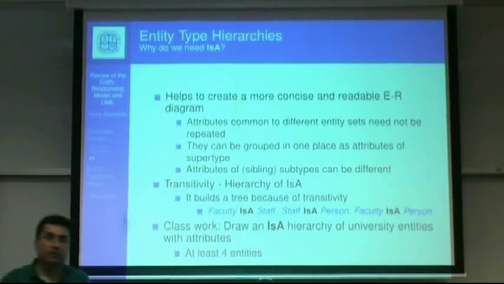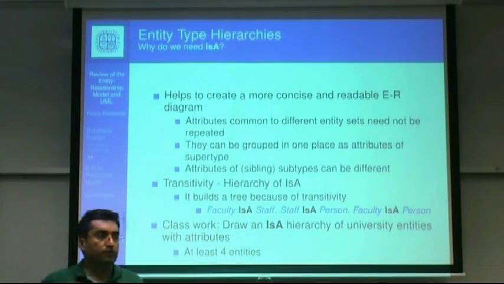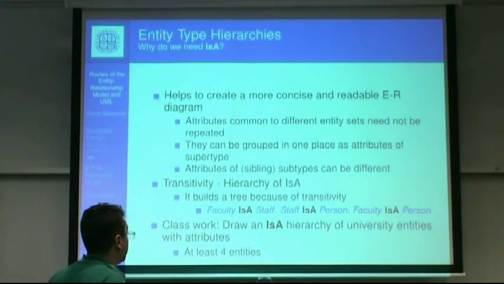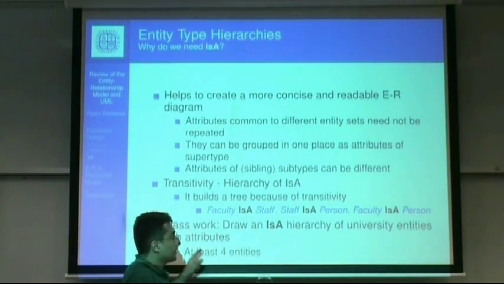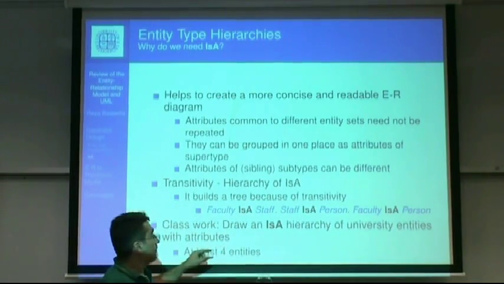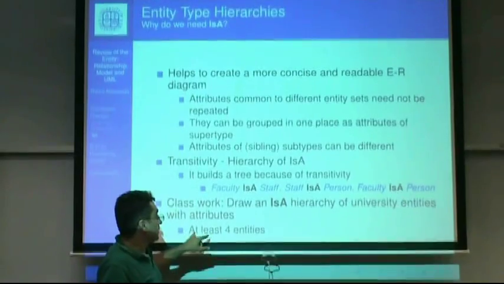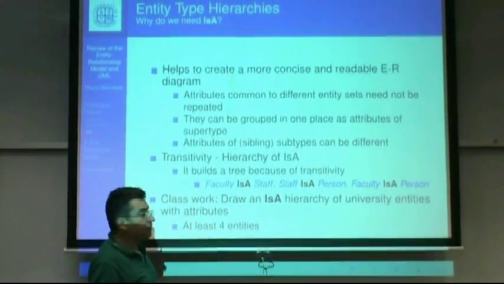Okay, now bring a piece of paper and your pen, and we will have an exercise. Draw an is-a hierarchy of university attributes that has 4 entities.